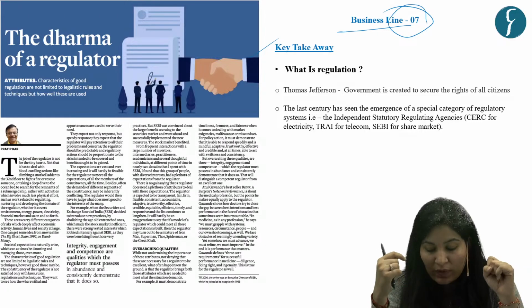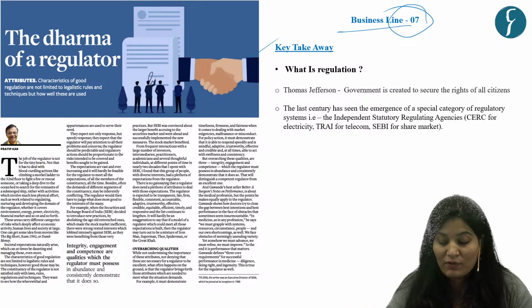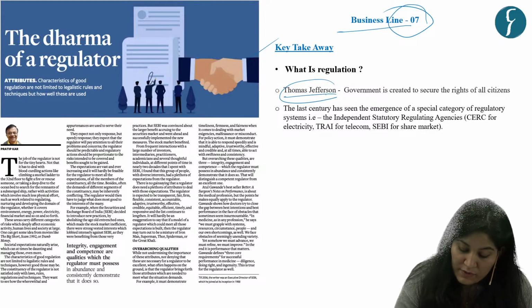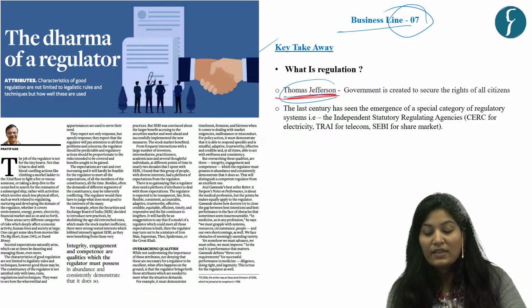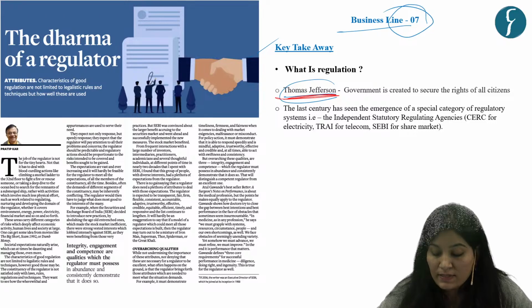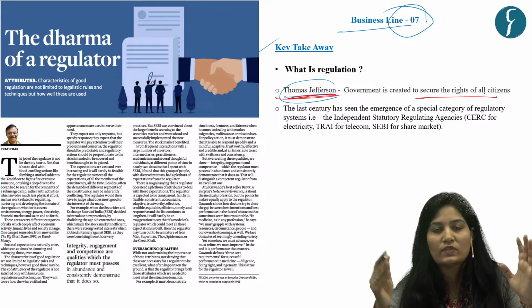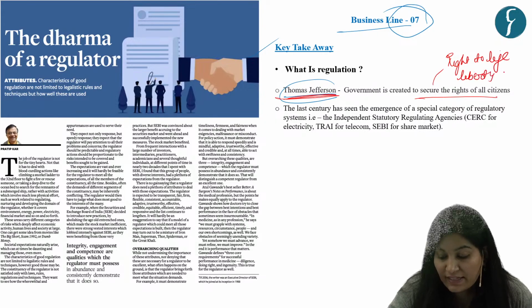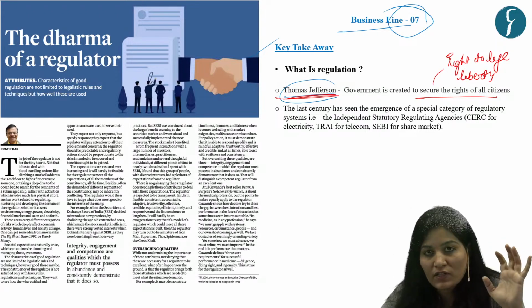So let's start with a question, what is regulation? Here I would like to quote Thomas Jefferson. According to Thomas Jefferson, government is created to secure the rights of all citizens, like the right to life, liberty, etc. So government is created to ensure the rights of all citizens.